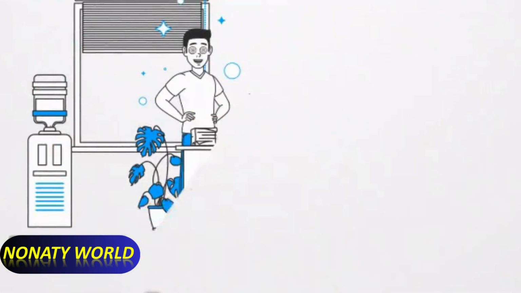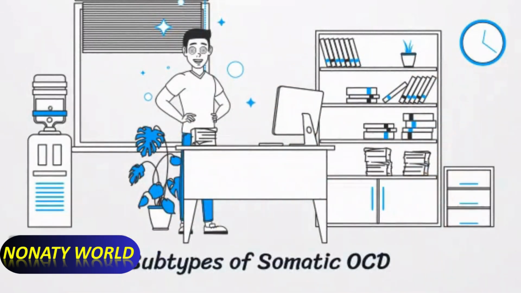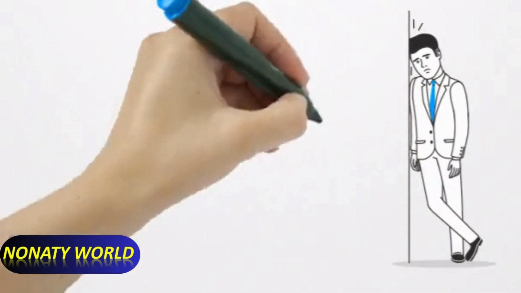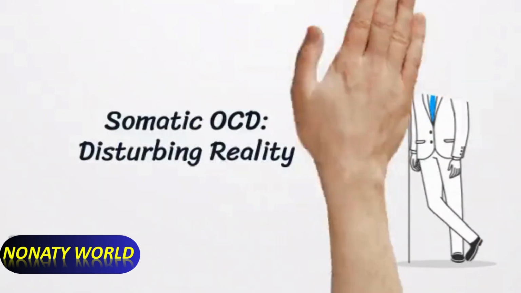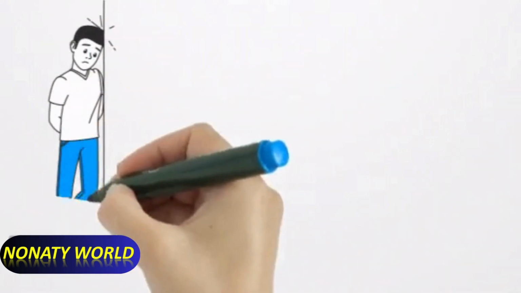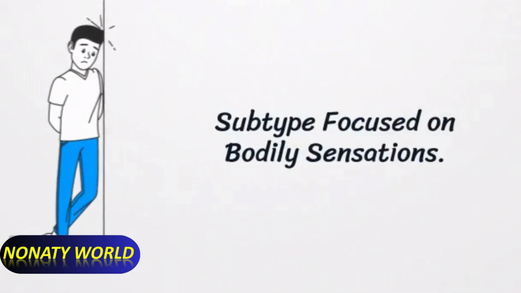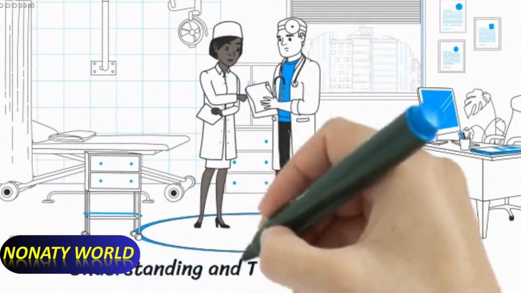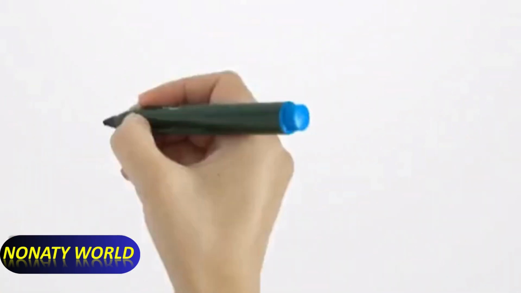Somatic OCD is one of the various subtypes of OCD that is associated with automatic bodily functioning. A less well-known but no less disturbing type of OCD is called somatic OCD, also referred to as sensorimotor OCD. This subtype, which frequently results in anxiety and distress, is focused on automatic bodily processes and sensations. We'll talk about somatic OCD today, including what it is, how it manifests, how it affects your health, and coping mechanisms and treatment options. What is somatic OCD?